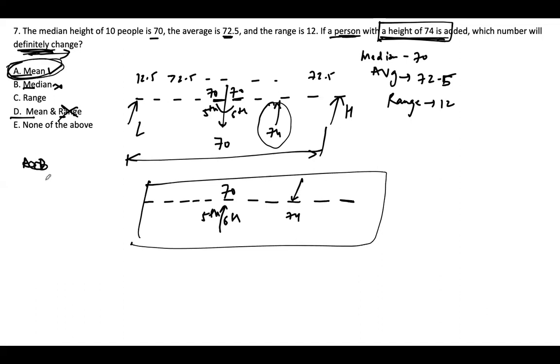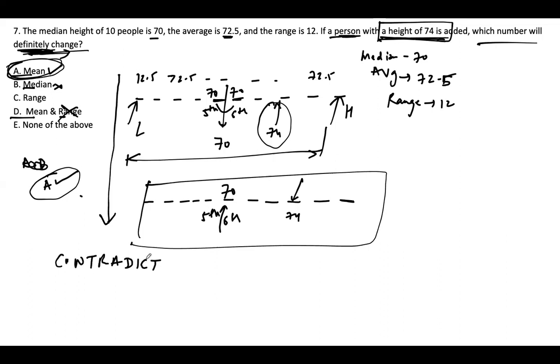So only option A. Whenever the question is asking which number will definitely change, you try to make a contradictory case. I'll not look for those cases in which it will not change. I'm looking for those cases in which it may change. Okay.